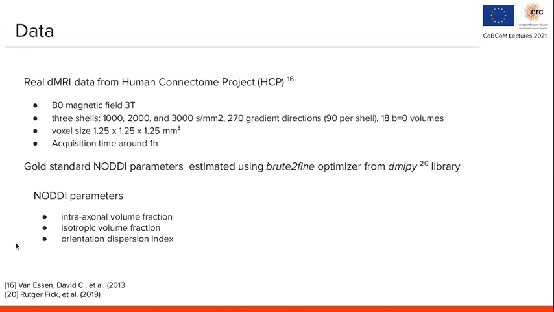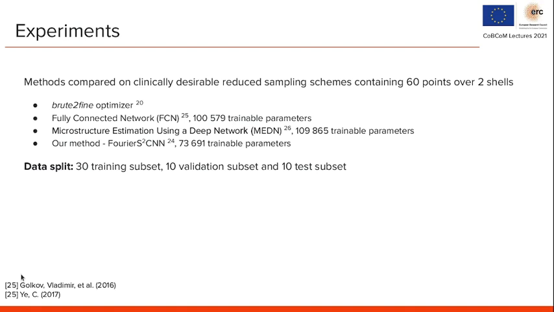We have used in the experiments real data from Human Connectome Project, and the methods are evaluated and compared on the problem of NODDI parameter estimation, namely intra-axonal volume fraction, isotropic volume fraction, and orientation dispersion indices. Gold standard NODDI parameters were estimated using brute-to-fine optimizer from the MyPy library applied on diffusion MRI data acquired with full HCP sampling scheme containing 270 points distributed over 3 shells. Methods are compared on clinically desirable reduced sampling scheme containing 60 points over 2 shells.